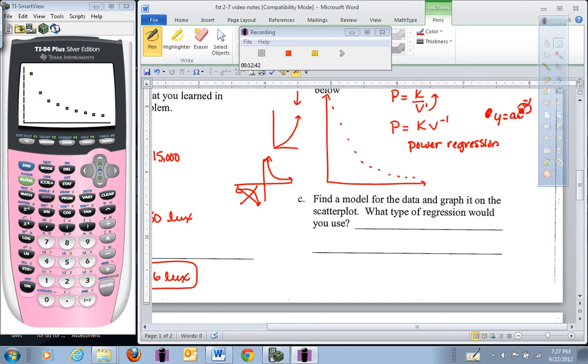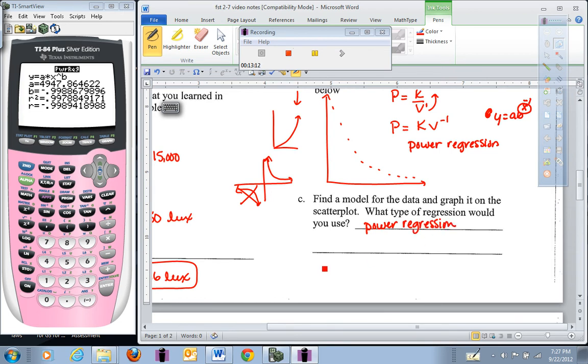Okay? So if we do stat calculate, we want to come clear down here and pick the power regression, which is letter A. So it's letter A on your list, and then you just need to tell it which two lists. So this one and this two, and it'll calculate us a power regression. All right, you're going to notice that this power regression is going to be like an inverse situation for us.